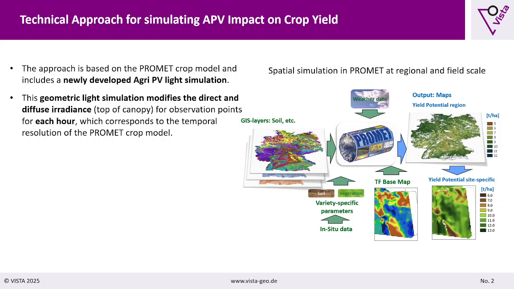The crop yield prediction is based on Vista's own PROMIT model and includes the newly developed APV light simulation. This geometric light simulation tool, Vista Agrivoltaic Shading Model, modifies the direct and diffuse irradiance for observation points with a 10 cm spacing for each hour, which corresponds to the temporal resolution of the PROMIT crop model.